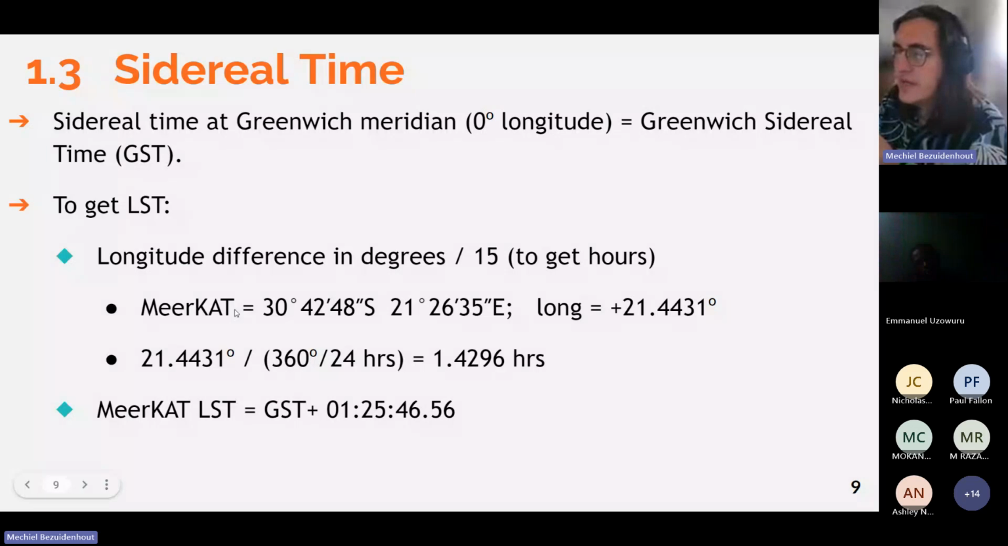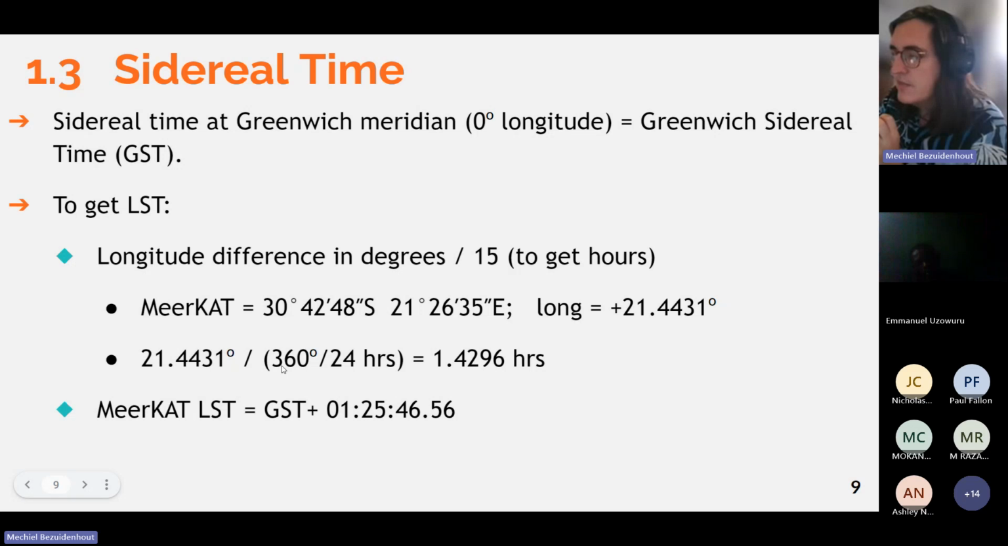So for example, Meerkat is at these coordinates, 30 degrees, 42 minutes, 48 seconds south, 21 degrees, 26 minutes, 35 seconds east. So the longitude of Meerkat is at plus 21 degrees, and you can express that in a decimal value.